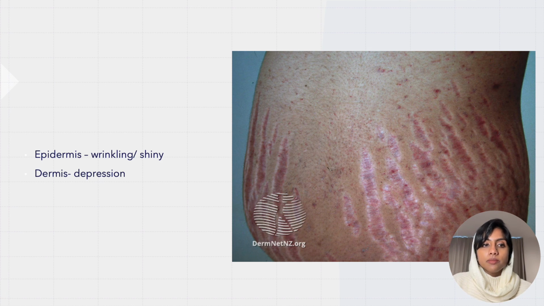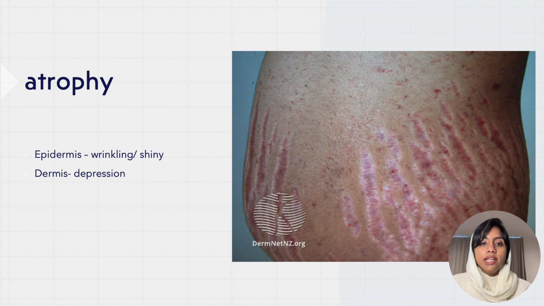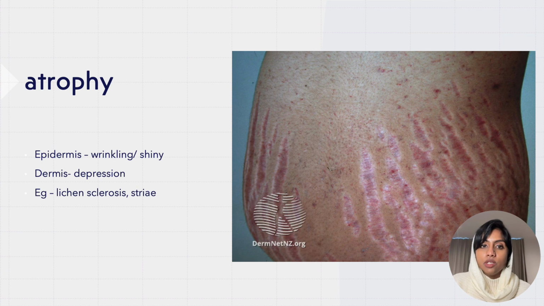So what can this be? This is nothing but an atrophy. Atrophy can occur from epidermal atrophy or dermal atrophy. If the epidermis is getting atrophied, it mostly presents as wrinkling. And if the atrophy occurs from the dermis, it mostly presents as depression, which is what you can see at the back of the image. Probably you need a real clinical patient to appreciate it more clearly, but this is what we can do from an image. This occurs in the case of striae or in the case of lichen sclerosus.